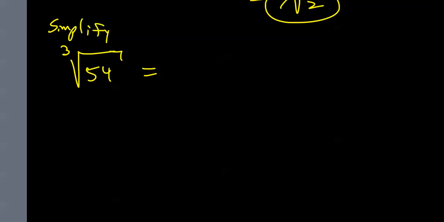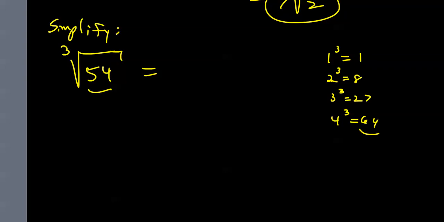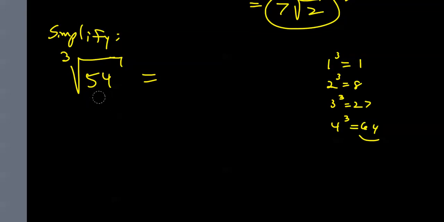Alright, not all roots are square roots. Let's talk about some cube roots. What about the cube root of 54? If I ask us to simplify the third root, or cube root, of 54, I look at perfect third powers: 1 cubed is 1, 2 cubed is 8, 3 cubed is 27, 4 cubed is 64, and we're too big. We're beyond the 54 we're looking for, so clearly the cube root of 54 is not going to be an integer, right? 54 is not a perfect third power.